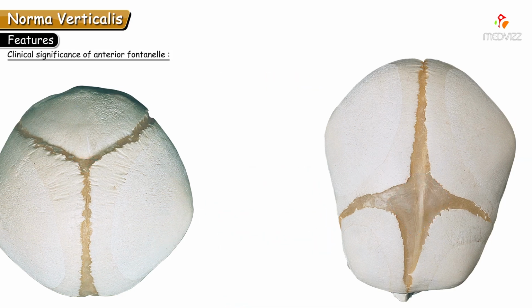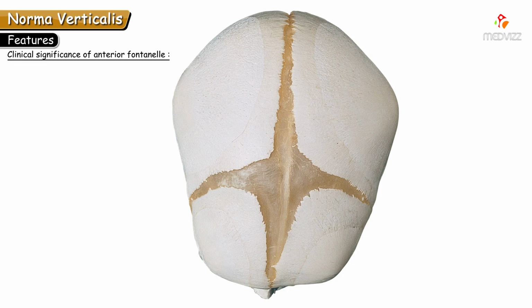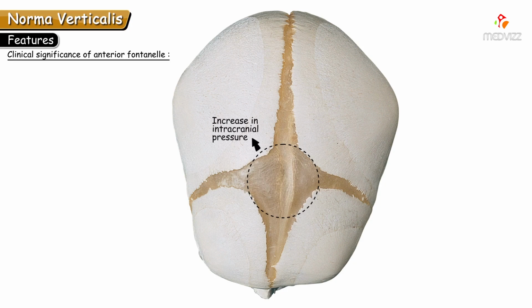molding. Clinical significance of anterior fontanelle. We know anterior fontanelle is the largest among all and it closes last. So the abnormal outward bulging of this anterior fontanelle indicates increase in intracranial pressure, which may be due to excess accumulation of CSF, cerebrospinal fluid, or due to various reasons. Abnormal depression indicates dehydration.